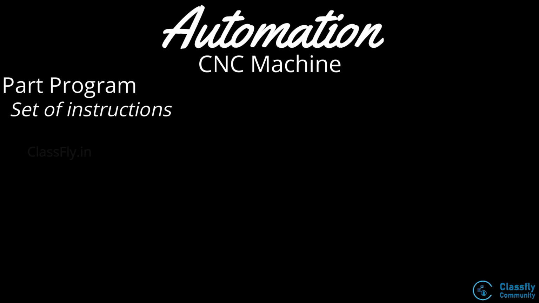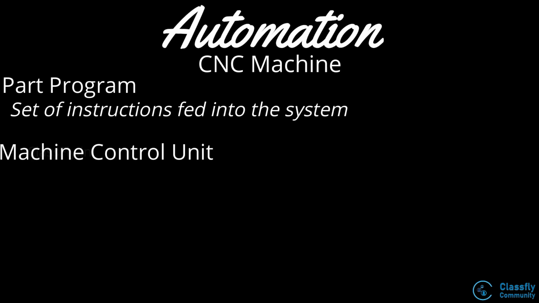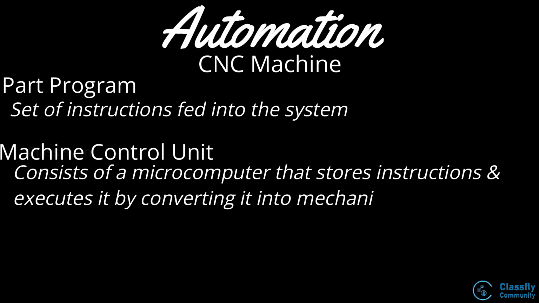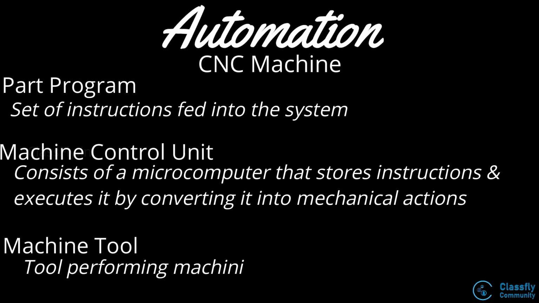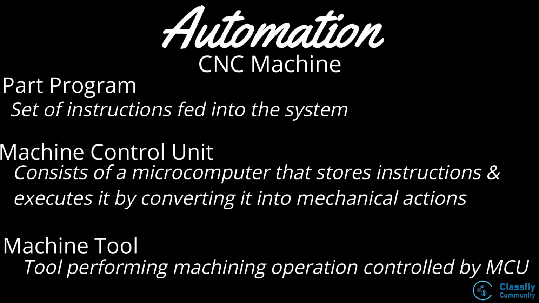Well, the CNC machine components include the part program, which is a set of instructions fed into the system, the machine control unit, which consists of a microcomputer and related control hardware that stores the set of instructions and executes it by converting the command into mechanical actions of the tool, the machine tool, which is the tool performing the actual machining operation, which is controlled by the MCU.